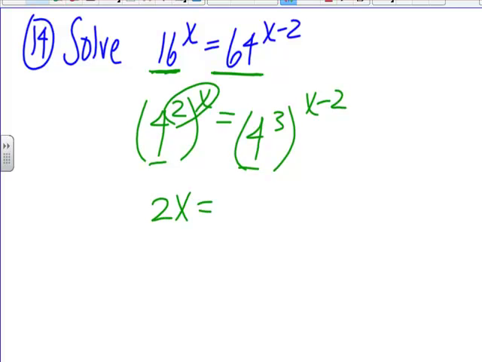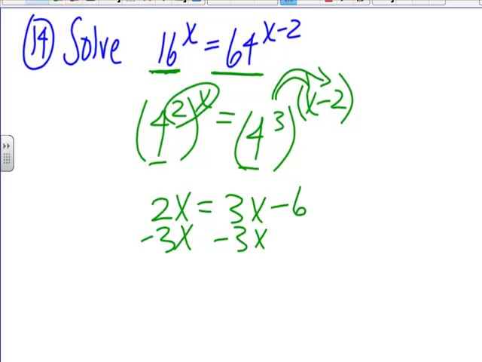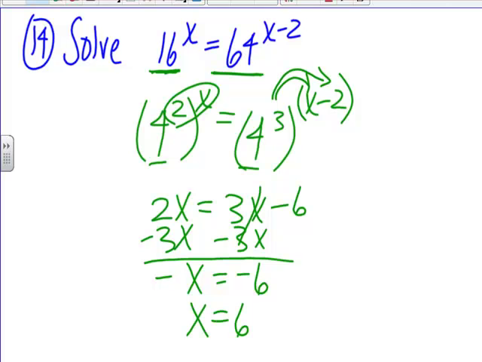I get 2x equals, this is the place, the danger zone. 3 times x minus 2 you need to distribute. So this would be 3x minus 6. And so now I'm just going to do a little bit of final algebra maneuverings here. And I get negative x equals negative 6. But I want to divide that negative out, so it turns out x is 6. Okay, this would be it.